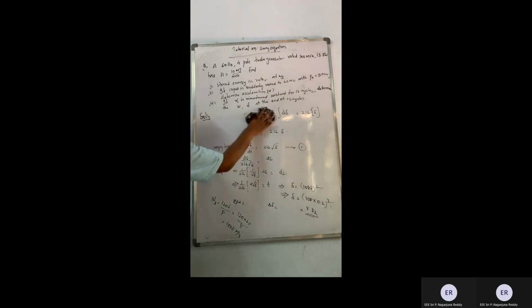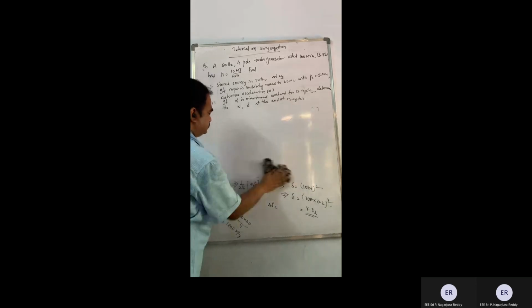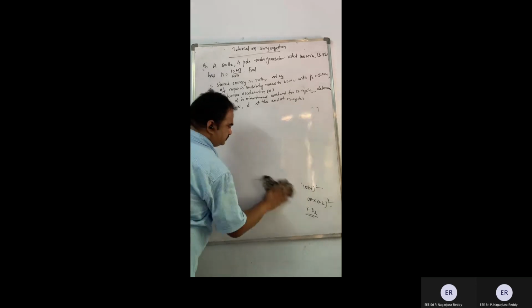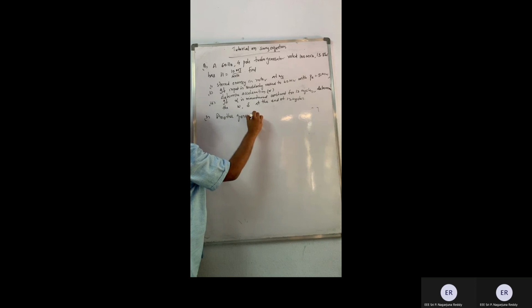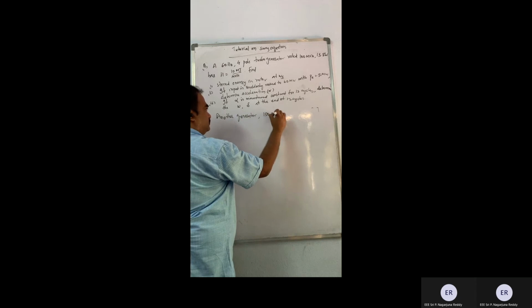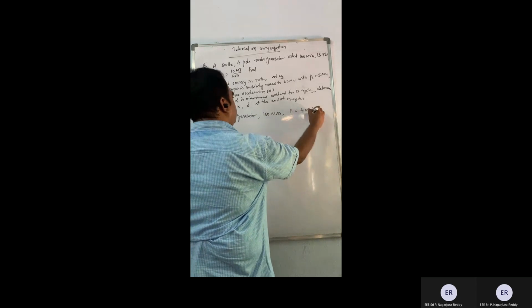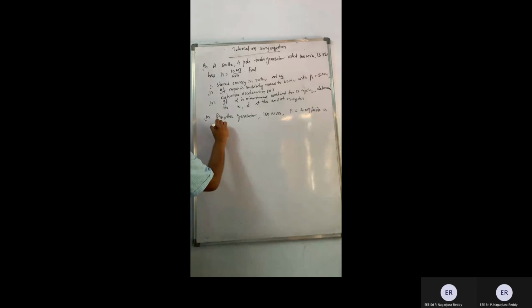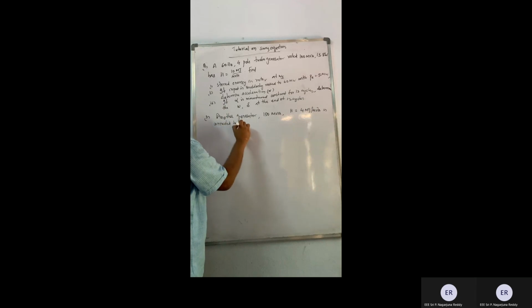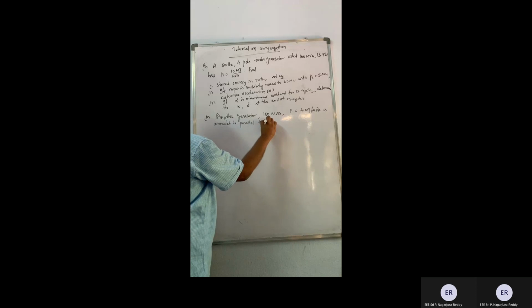I'll ask you one more question on this. Another generator of 150 MVA, having an inertia constant of H equal to 4 MJ per MVA, is connected in parallel to the above machine.